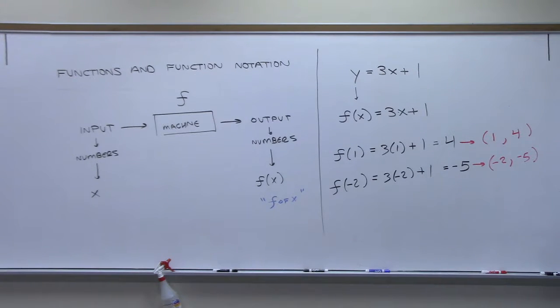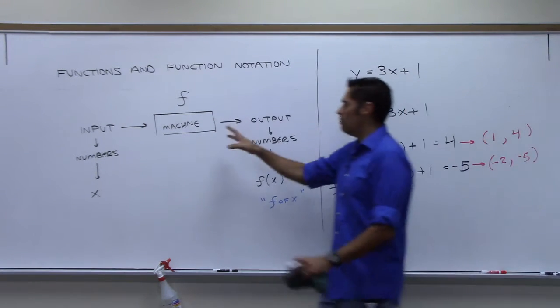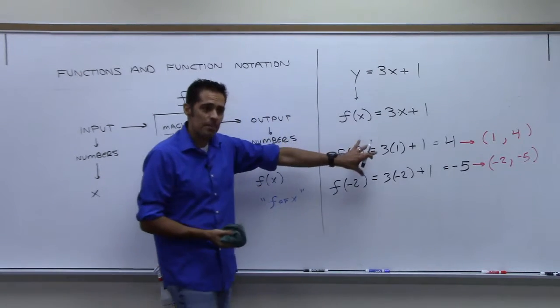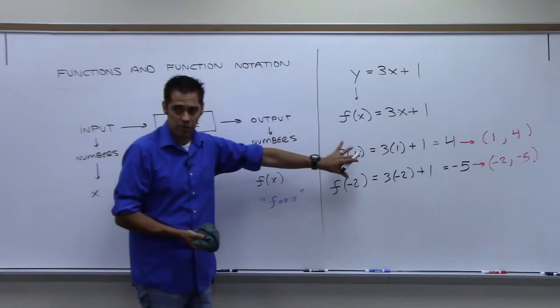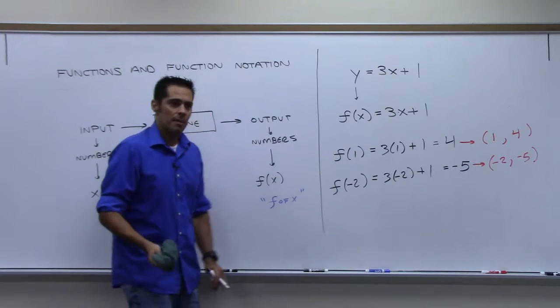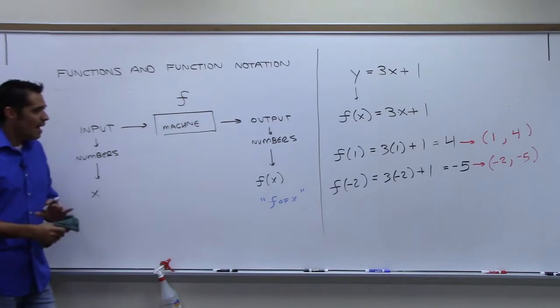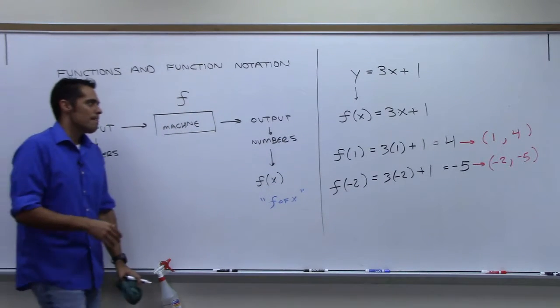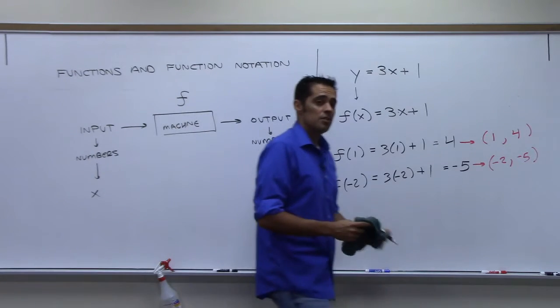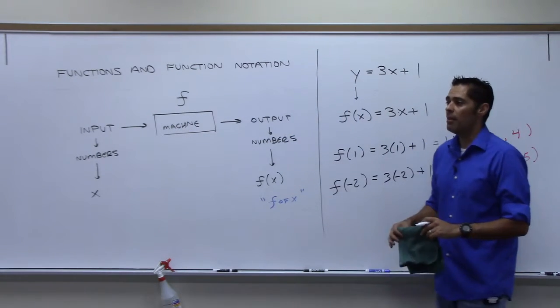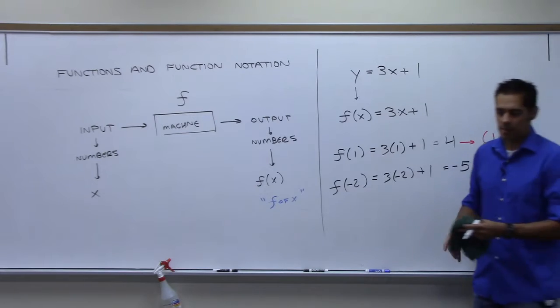Now, a function is more general than this. This is a specific example of a function. This is what we call a linear function, because when you graph it, you get a line. But there is no restriction. It does not have to be a line. In other words, you have other functions that if you were to graph them, they are not lines. So let's look at some of those.